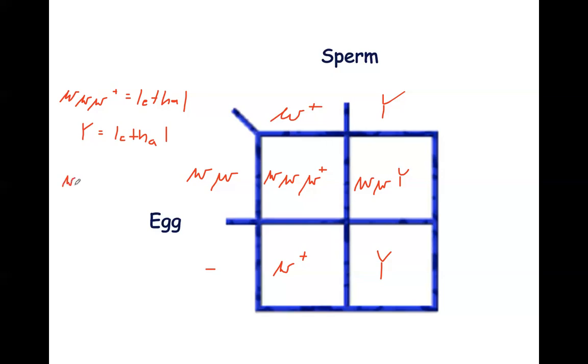If you have a fly and you get WWY, that turns out to be a white-eyed female. And if you get a fly that is W plus, that turns out to be a red-eyed male.